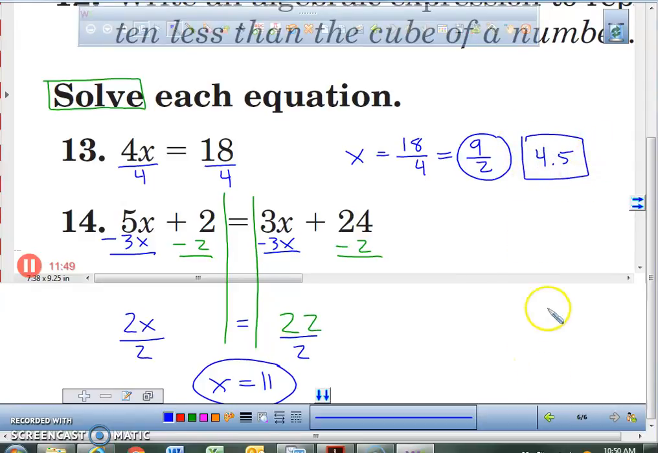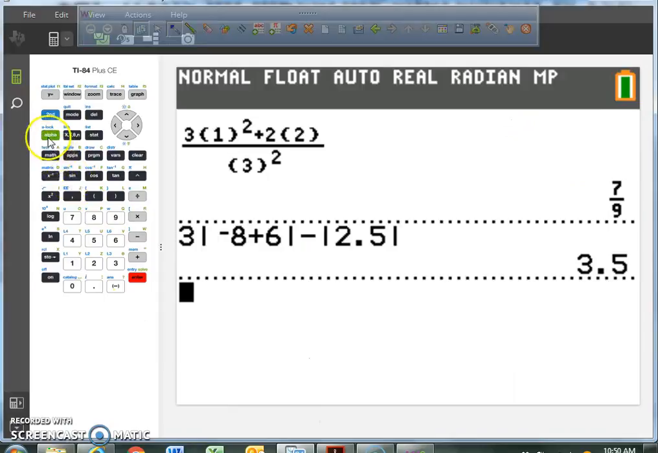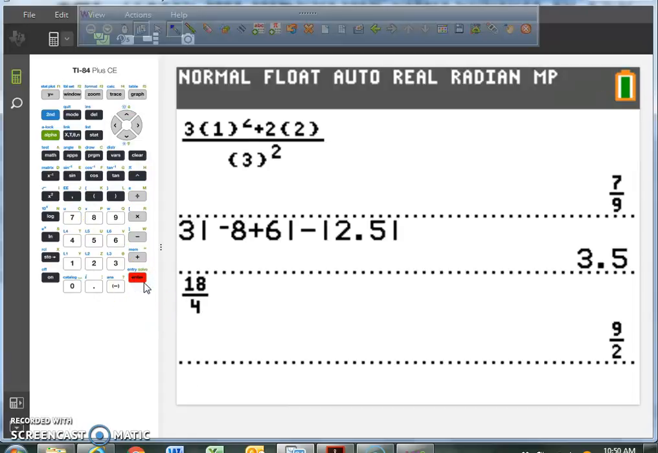Alright? You can't simplify 9 over 2 more. Yes, the calculator will simplify it for you. Totally, I'm telling you. Check this out. Ready? Alpha, y equals, enter. Type in 18 over 4, and you press enter, and it's like, ding, 9 over 2. Alright. Next video.